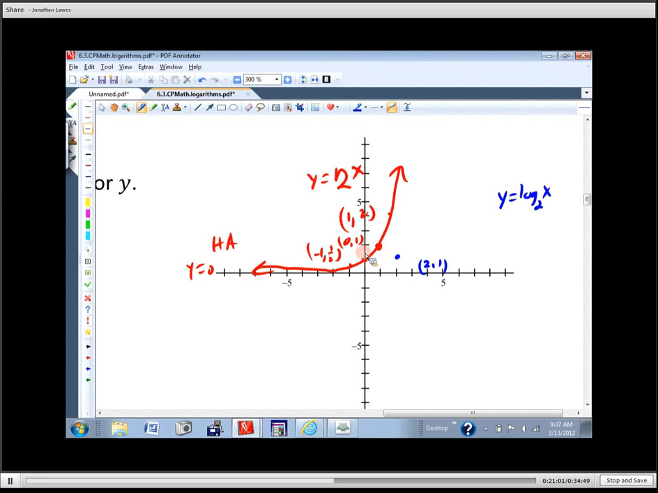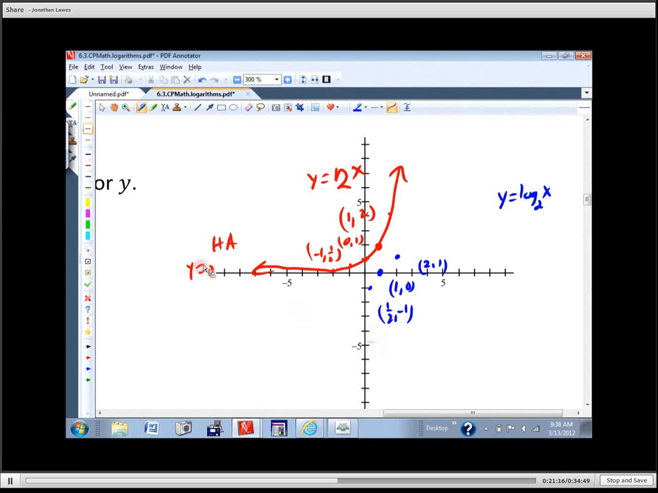We wouldn't graph 0, 1. We'd graph 1, 0. And we wouldn't graph negative 1, 1/2. We'd graph 1/2 comma negative 1. So 1/2 comma negative 1. So it looks like this.